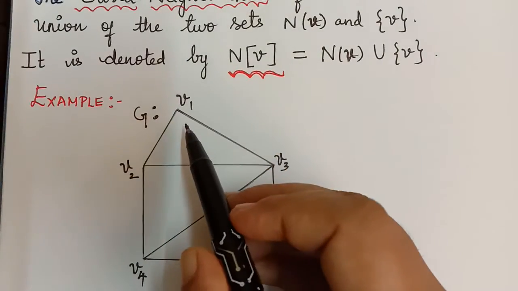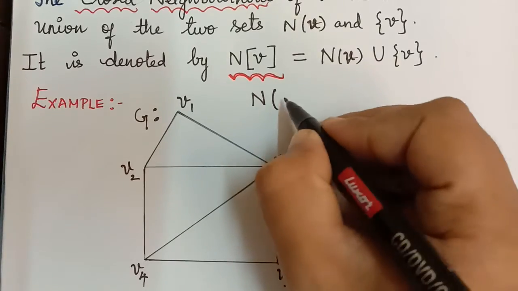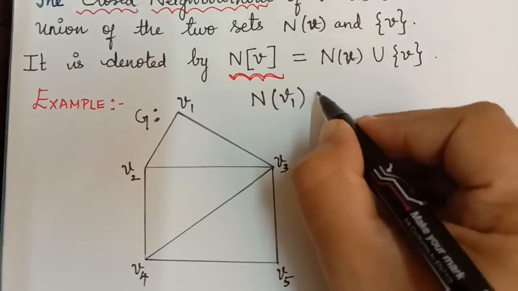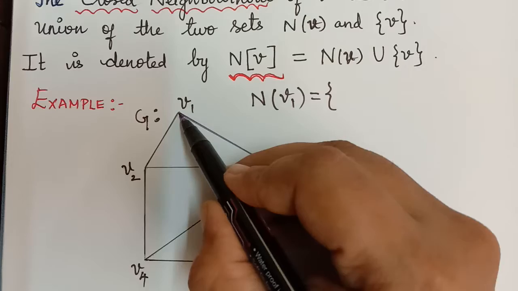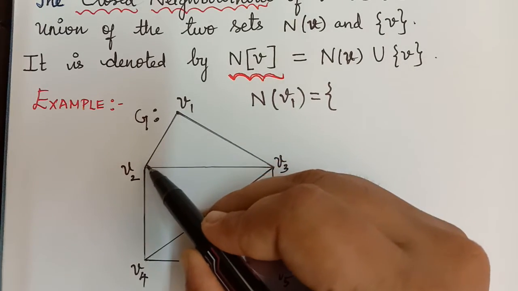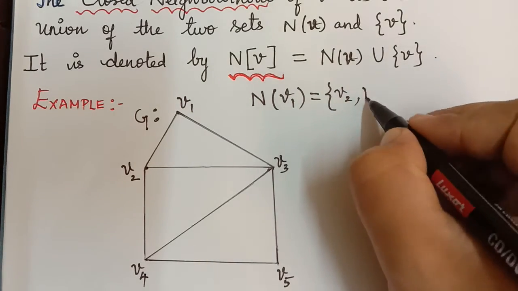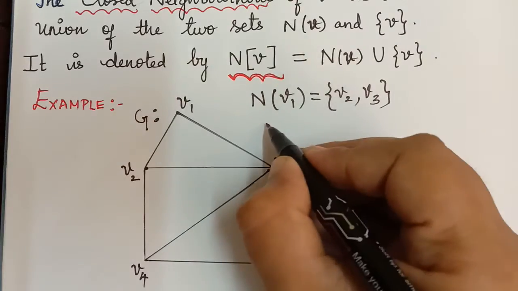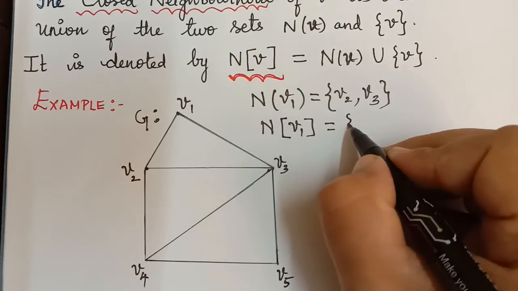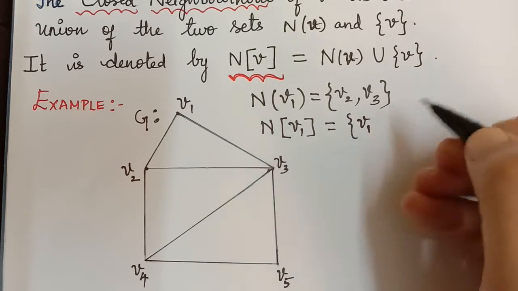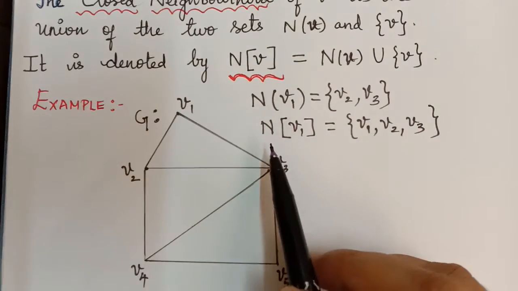In this graph, the neighborhood set of the vertex V1, which is denoted by N(V1), that is the open neighborhood, is equal to all those vertices which are adjacent to V1. That is, the vertices adjacent to V1 are V2, V3. So this set will consist of the vertices V2 and V3. And if we consider the closed neighborhood of V1, it will include the vertex V1 in it also. So the vertices will be V1, V2, V3. So this is the neighborhood concept.